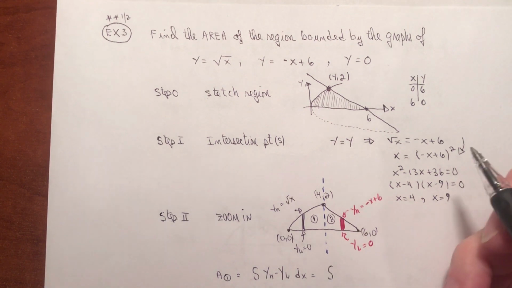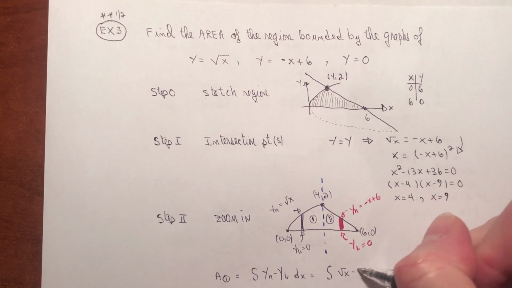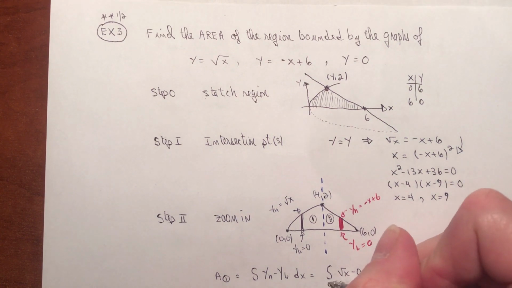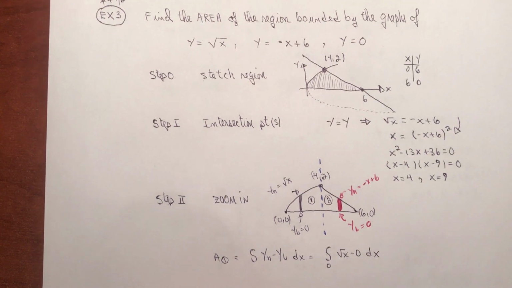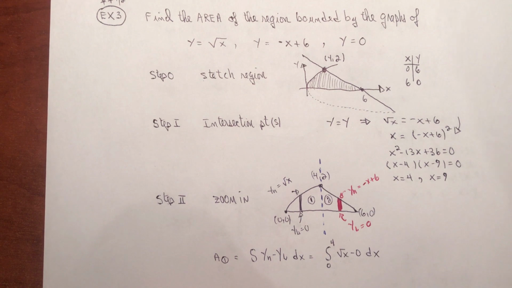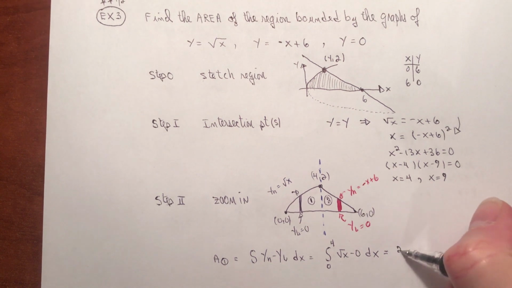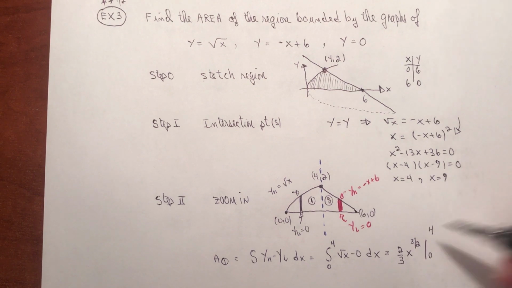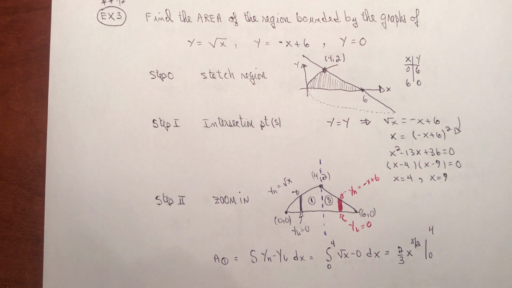The y high in region 1 we have established to be root x. The y low, 0. Now we got to tell the bounds of this integral. The further to the left x is 0. The further to the right x is 4. And then it stops at region 1. What is that? This is the integral of x to the 1/2, which we know to be x to the 1/2 plus 1 over 1/2 plus 1. So that's 2/3 x to the 3/2 between 0 and 4.